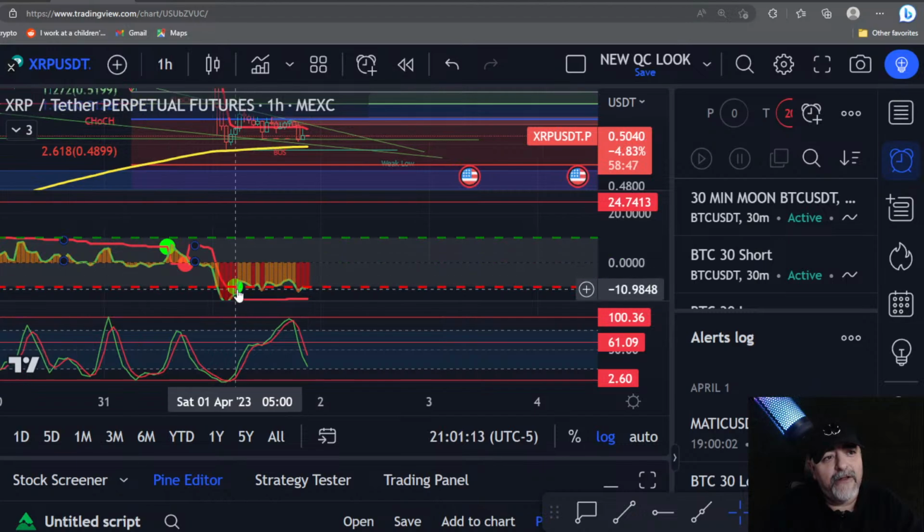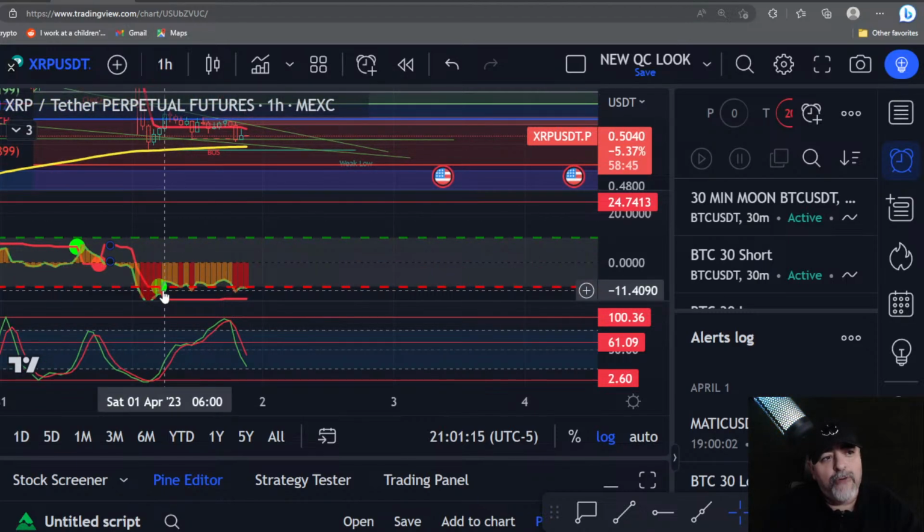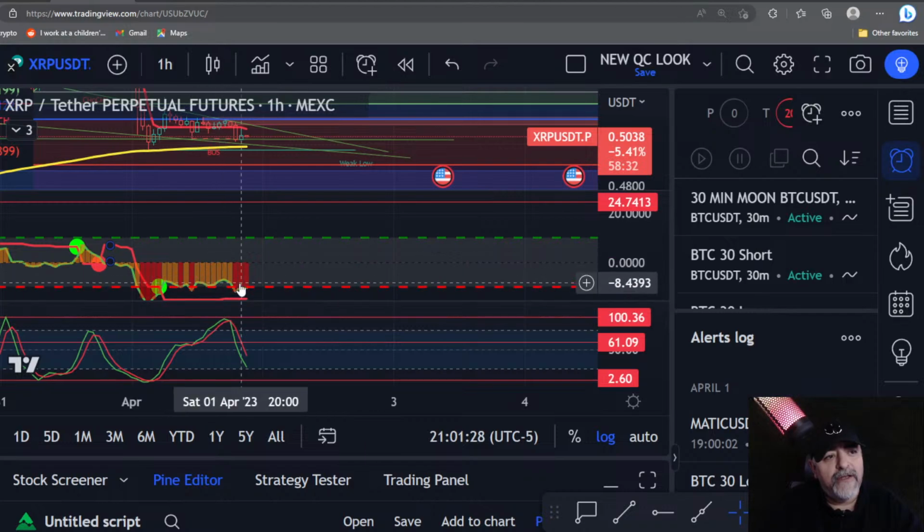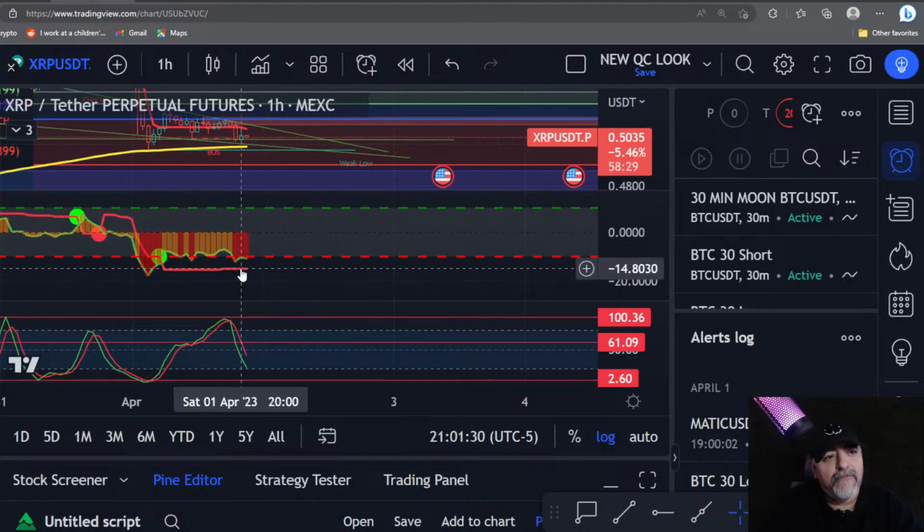Which happened way here. So the original short would have got out right here. You should have got out of your short at 50.33. So now what are you doing, right? The next short that you should enter, if you got out of your short, is going to be when the 1 hour moon goes red, guys. When the 1 hour moon goes red right here, which is coming, that's your next short.